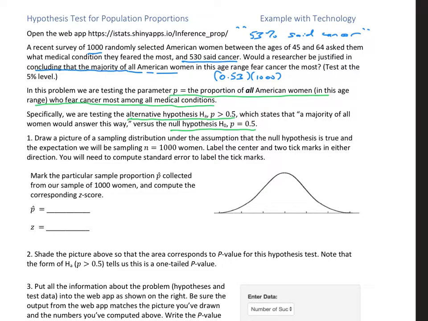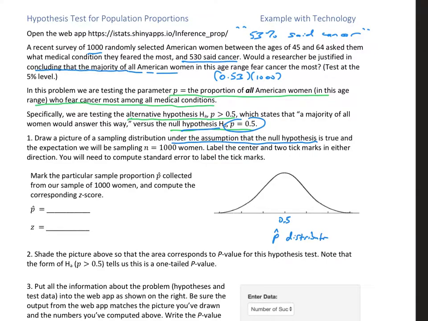Okay, so the first thing we do is, under the assumption that the null hypothesis is true, which means that we know that the true value of P is 50%. And what I always want you to do is draw a picture of what the sampling distribution would look like under that assumption. If the null hypothesis is true, then our sampling distribution, or we call this our p-hat distribution, is going to be centered at the true value of P. So that true value of P is coming from the null hypothesis. That is the result of assuming the null hypothesis is true.